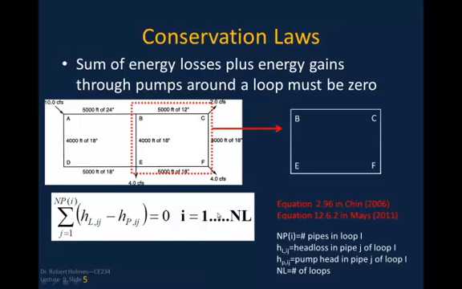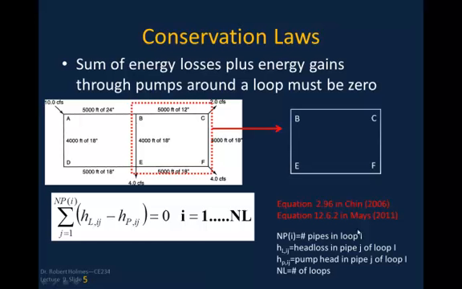Around a loop, the conservation law tells us the sum of those losses minus the pump input has to equal 0. There's no pump in this particular situation, so we have no HP, but if we did, we would have to subtract that off. NL is the number of loops, so in this example we've got 1, 2 loops. NPI is the number of pipes in loop I. That should be an I; the PowerPoint has capitalized it, so that's not loop 1, that's loop I.